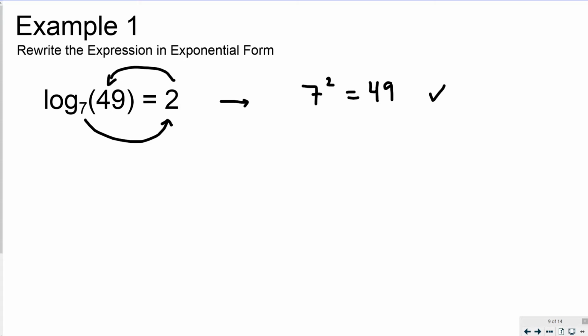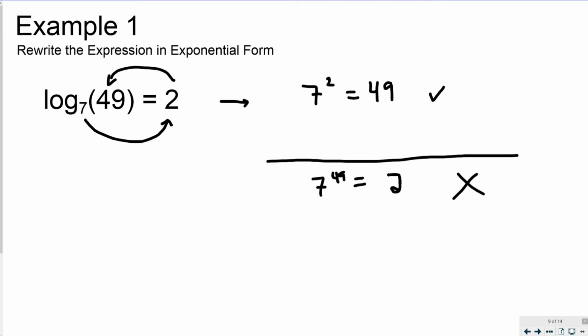This is correct because if I go onto my calculator and type in 7 to the second power, I do in fact get 49. If you write it incorrectly, you may get variations. Okay, so this is the correct answer. Underneath, here are some incorrect variants that I've seen people write before. Don't do these. I've seen people go 7 to the 49th power equals 2. Or I've seen people do 2 to the 49th power equals 7, which is also wrong. And I have also seen 49 to the 7th power equals 2.